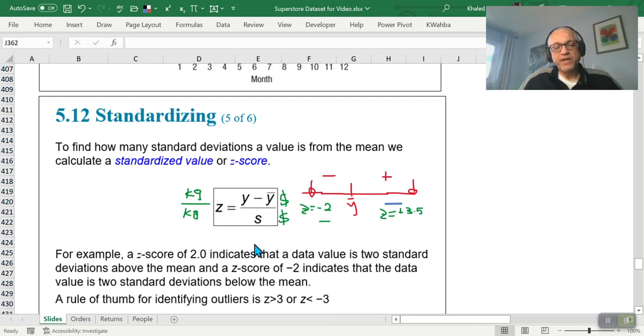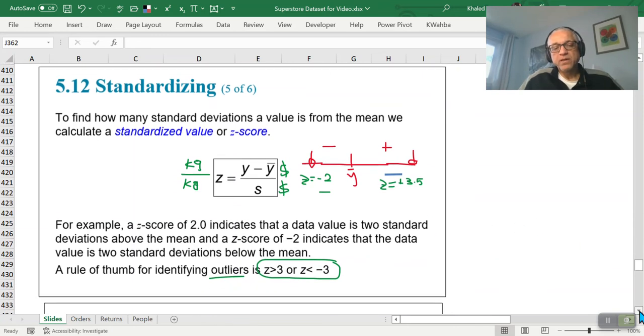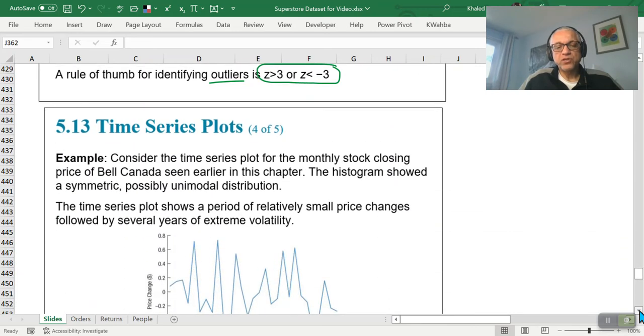That's one advantage. The second advantage is you might put a criterion by saying any value greater than or outside plus or minus 3 standard deviations, we consider them outliers. So this is again another way to capture the outliers. Okay, so I hope you understand the z-score.